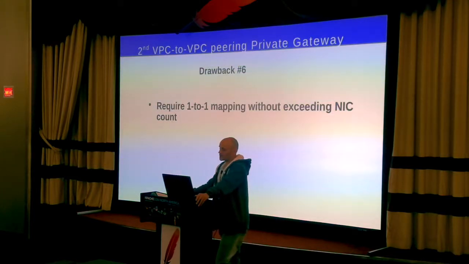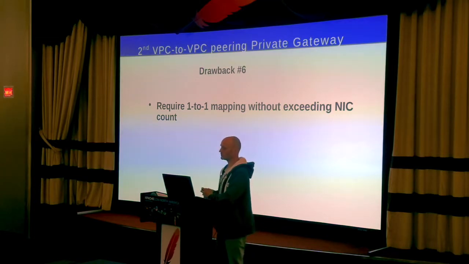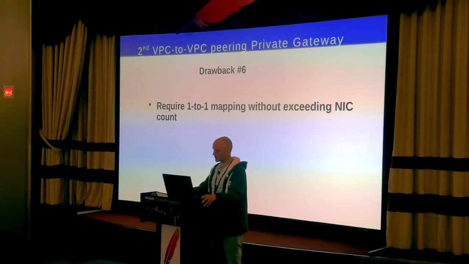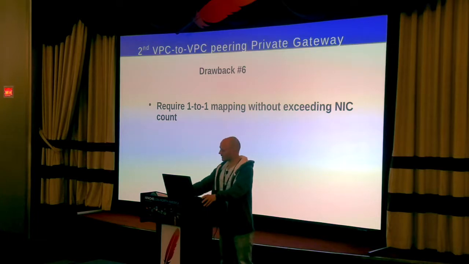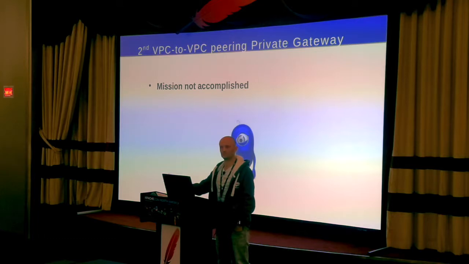The next drawback is that since CloudStack requires a one-to-one mapping for each private gateway, we couldn't peer these 4 VPCs without exceeding the NIC count. So the solution didn't work. Back to the drawing board.